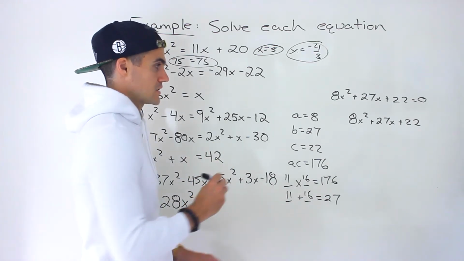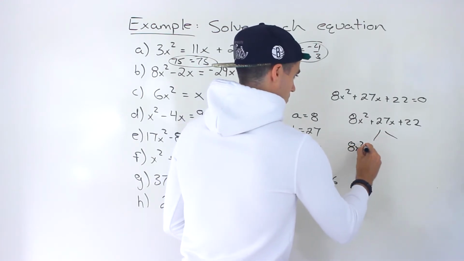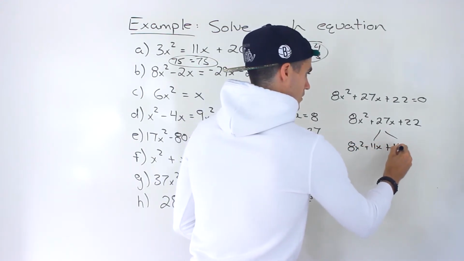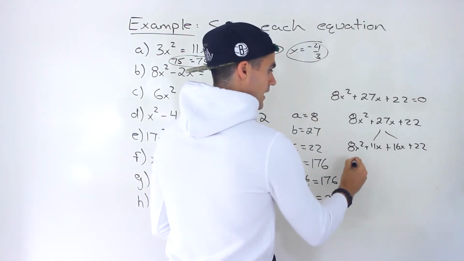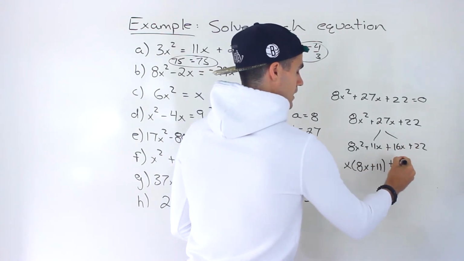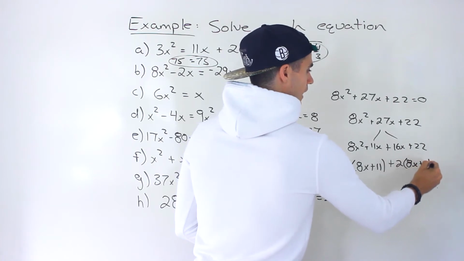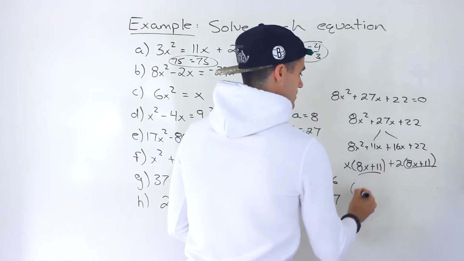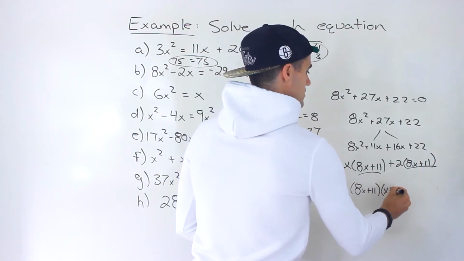So then what we could do, we could take those numbers, decompose this middle term. Like that. And then from these two, we could take out an x. From these two, we could take out a 2. And then we could take out an 8x plus 11. And we're left with x plus 2.